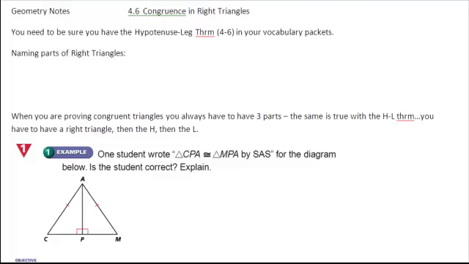Alright, you guys, this is going to be your last section of notes for this year. Yay, that's a good thing. Also the last section of notes for this chapter. So we're going to talk about congruence and right triangles.